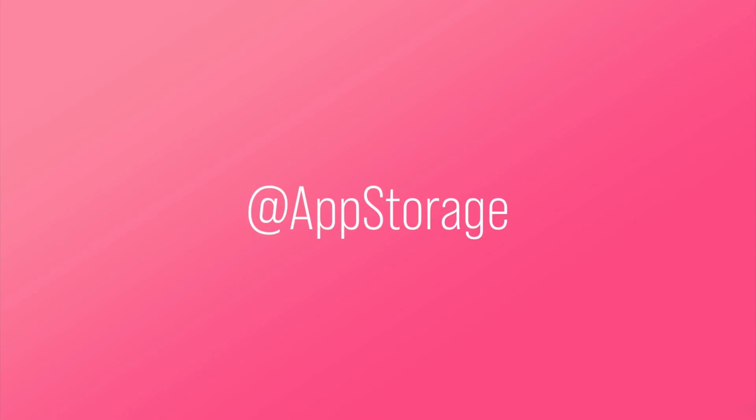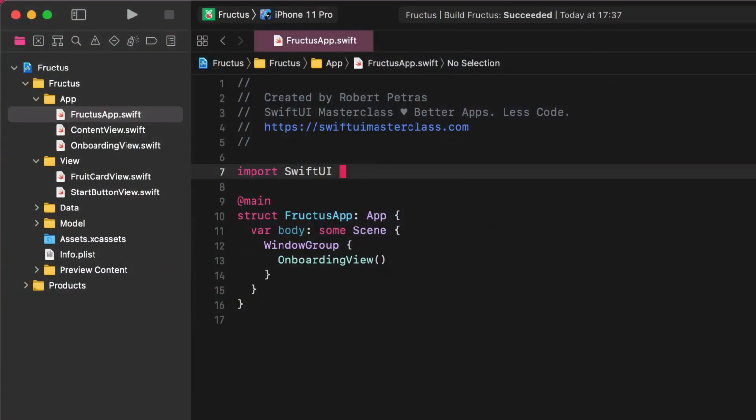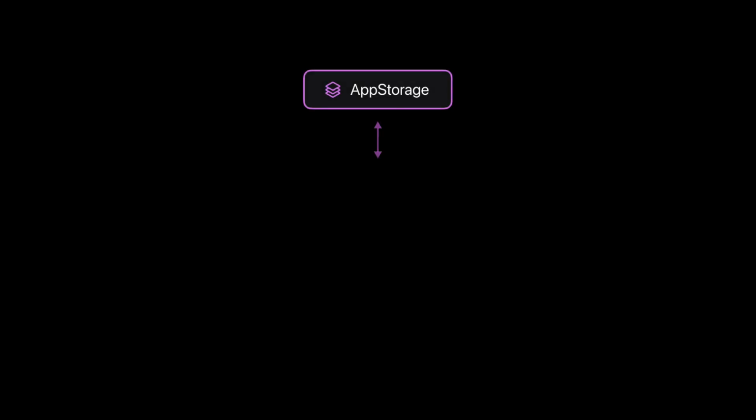So, what is the App Storage property wrapper? First, the App Storage is SwiftUI's new dedicated property wrapper for reading values from user defaults. Second, this property wrapper automatically invalidates the app's body property on a value change and refreshes its UI immediately.